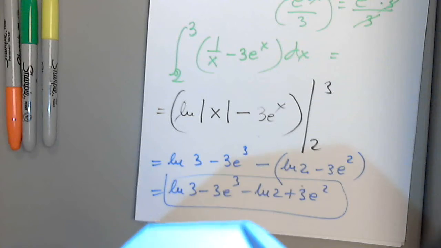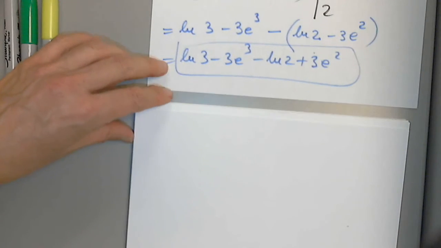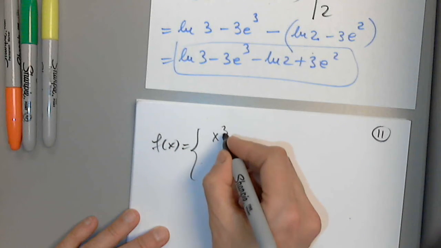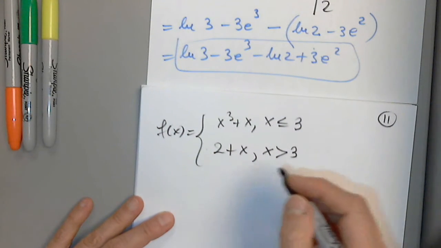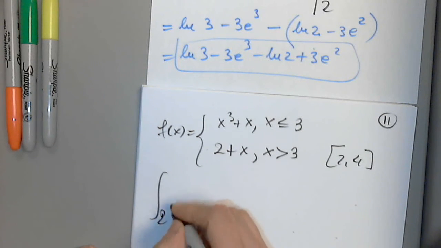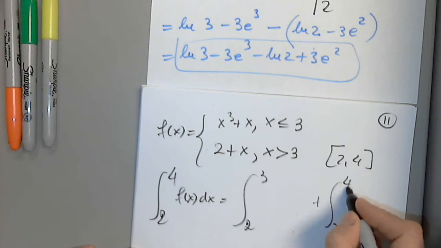Find the area under the graph of f of x. F of x equals x cubed plus x for x less than or equal to 3, and 2 plus x for x greater than 3, and the interval is 2, 4. So we have to do two separate intervals. Very good point. Excellent point, actually. The integral from 2 to 4 of f of x dx must be the integral from 2 to 3 plus the integral from 3 to 4.